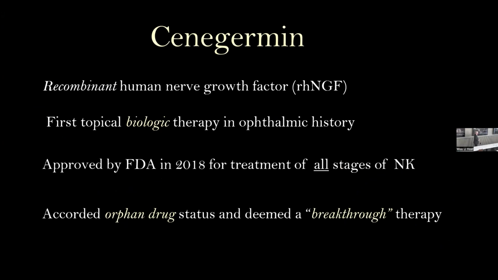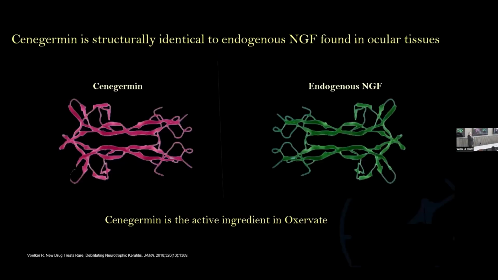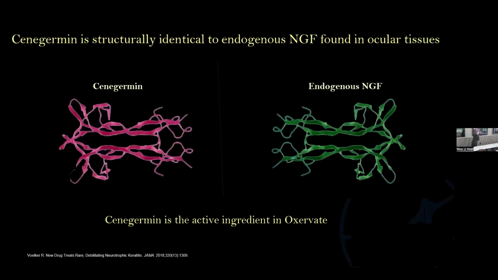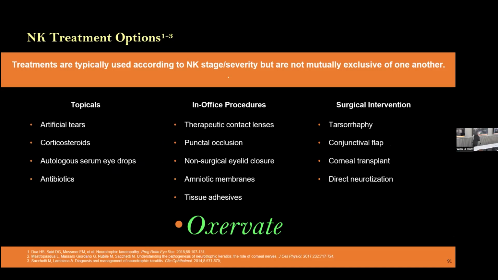It's the very first topical biologic we've ever had in eye history, approved by the FDA in 2018 for treatment of all 3 stages of NK, accorded orphan drug status, and the FDA deemed it breakthrough therapy. They were so impressed with the clinical trial results. What is cenegermin? It is structurally identical to endogenous nerve growth factor.